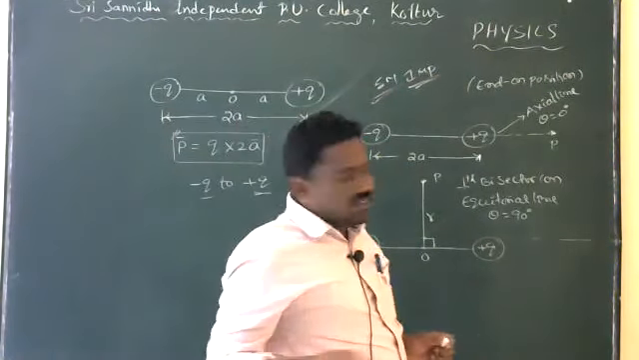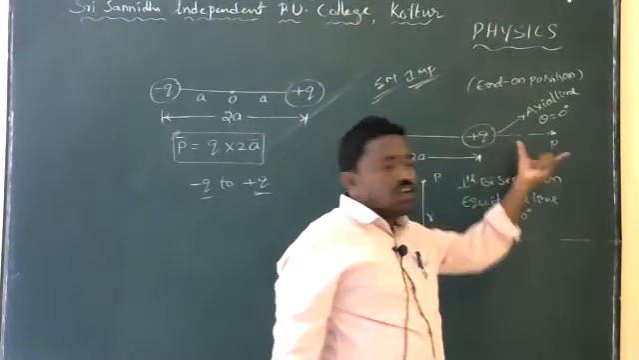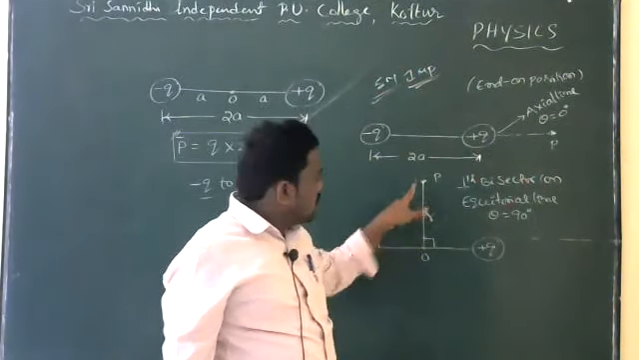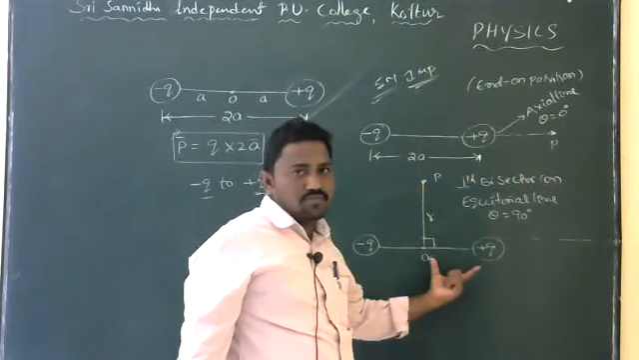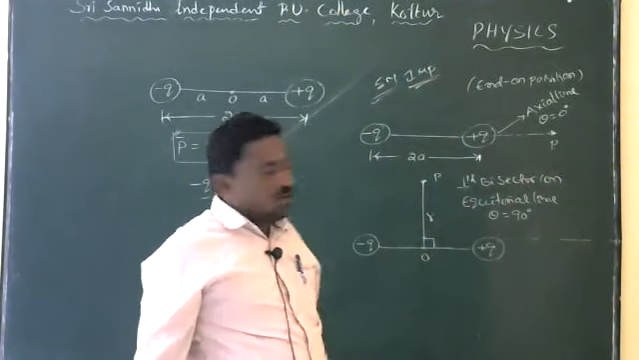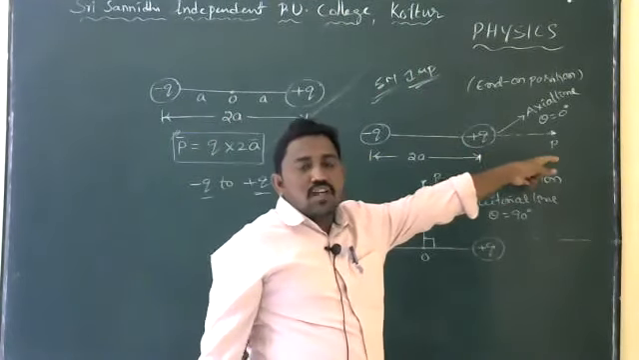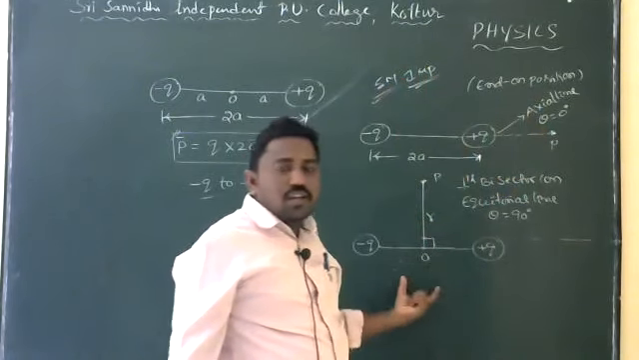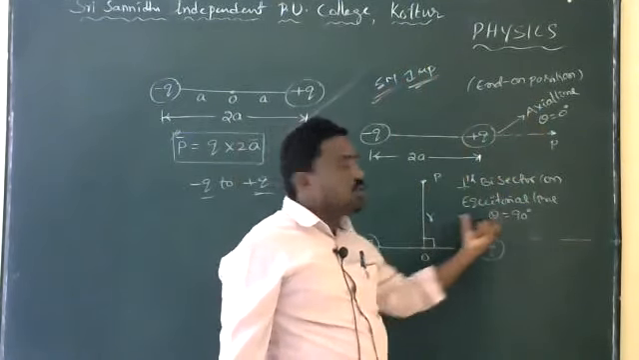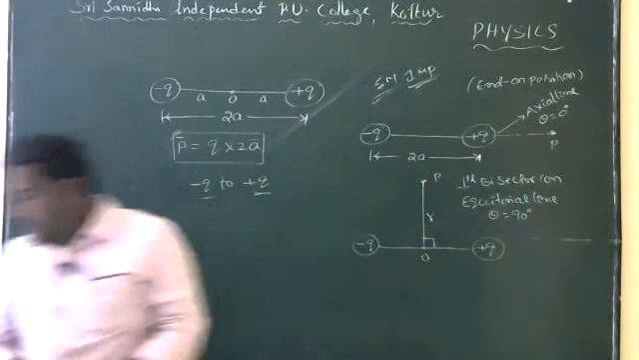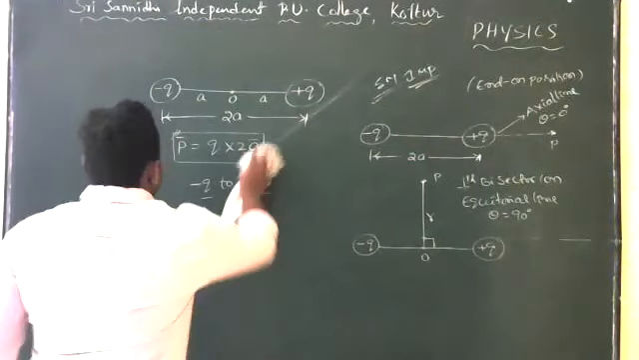Here it is clear: where is the axial line? Along the line. What is the equatorial line? P is a point perpendicular to the dipole. One is along the dipole, the other is perpendicular to the dipole. If we find the intensity of the electric field along the dipole, that is the axial line. If we find it perpendicular to the dipole, that is called the equatorial line or perpendicular bisector. These two questions are very important. Now we shall discuss them one by one.